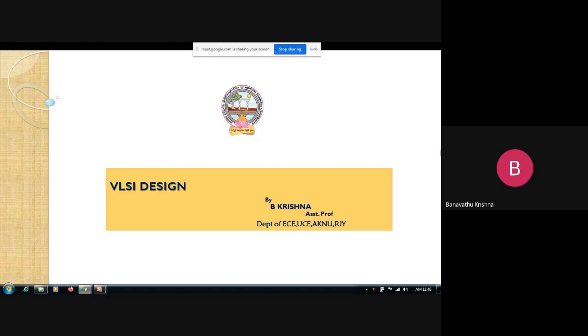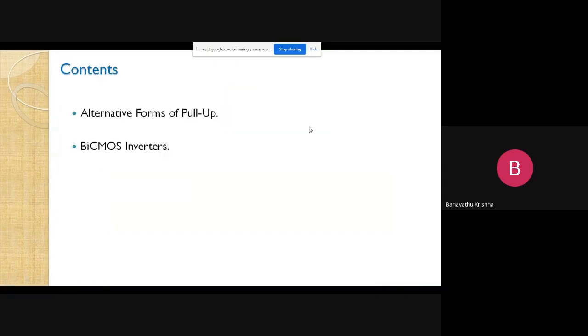So today's class I'm going to discuss two concepts. These are the contents I'm going to discuss. The first thing is alternative forms of pull-up and the BiCMOS inverter circuit, right? So we need to discuss in detail the concept of these alternative forms of pull-ups and the BiCMOS inverter circuit.